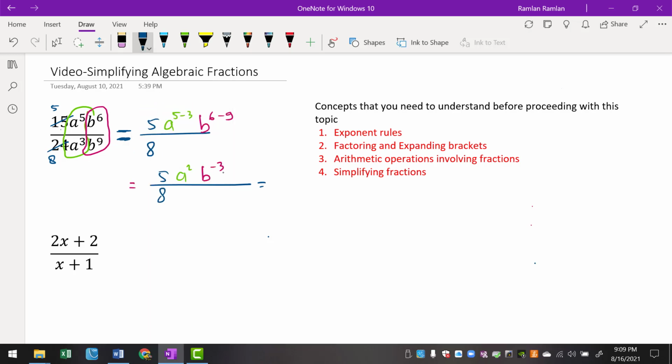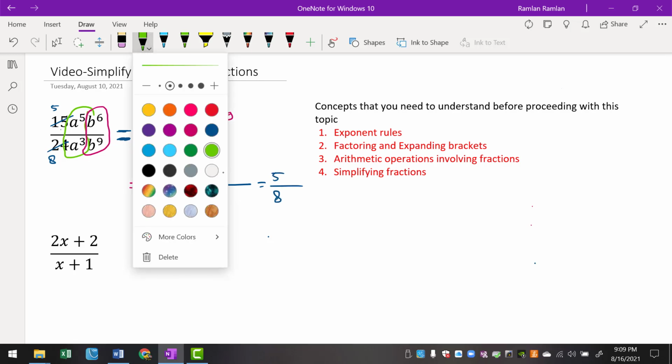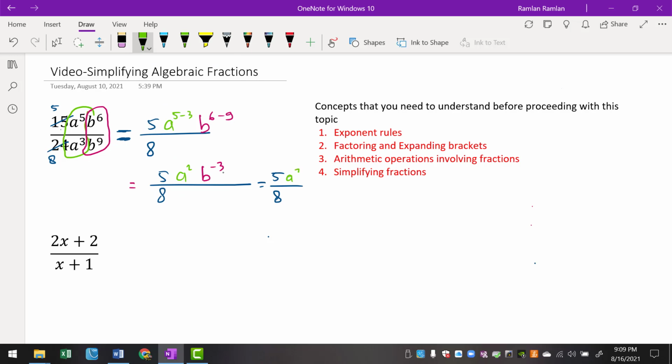So 5/8 doesn't change, and the a to the power of 3 doesn't change, because again the a has a positive power, and then the b here is going to go down to the denominator, so it's going to be b to the power of 3. So here we go, this is the first example.